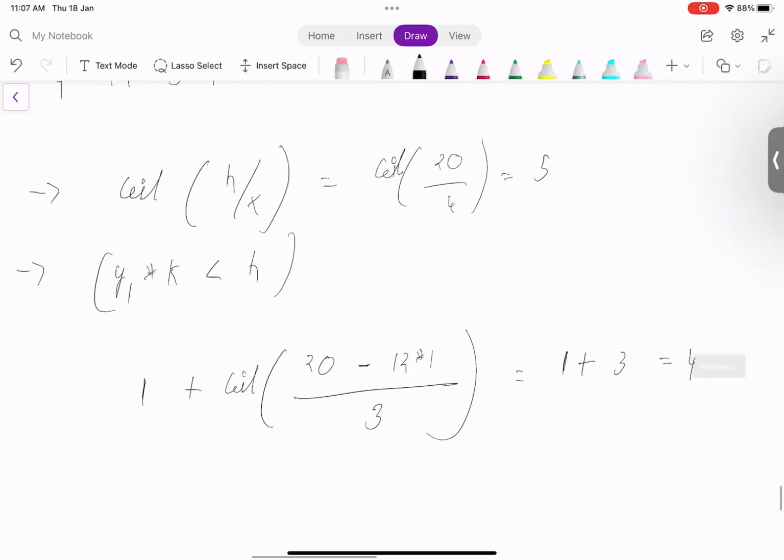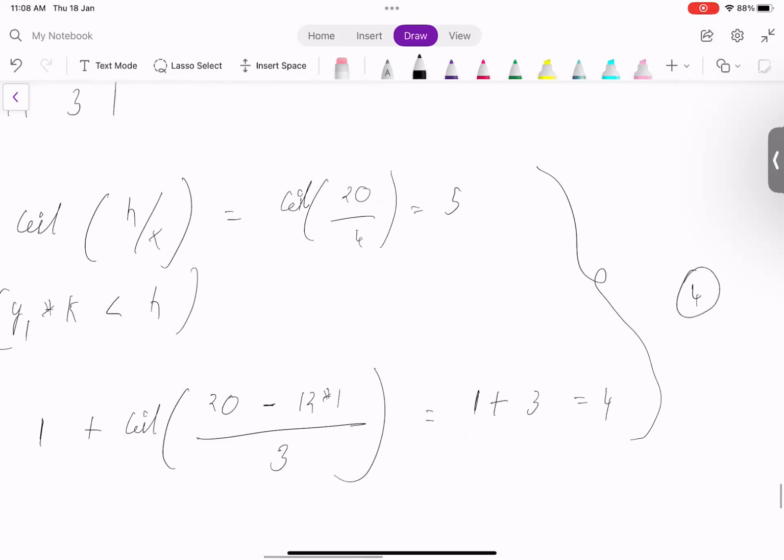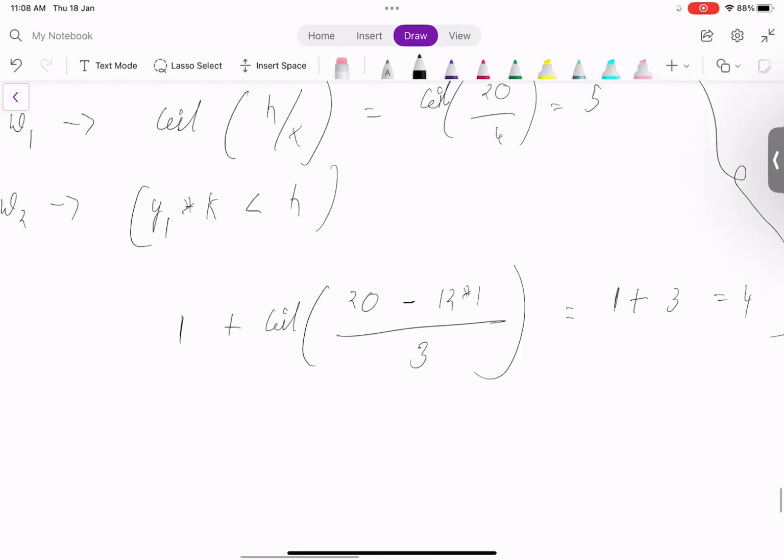And out of the 2 weapons, 4 and 5, we got the minimum answer as 4. So among these two, the minimum is 4. So the answer is 4. Within 4 hits, Chef can kill the boss.